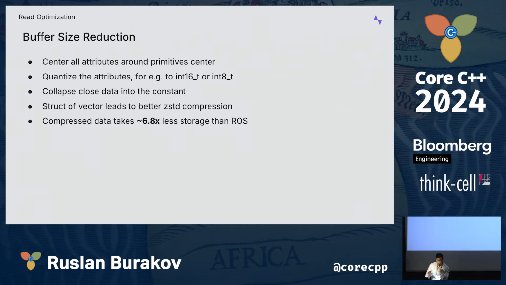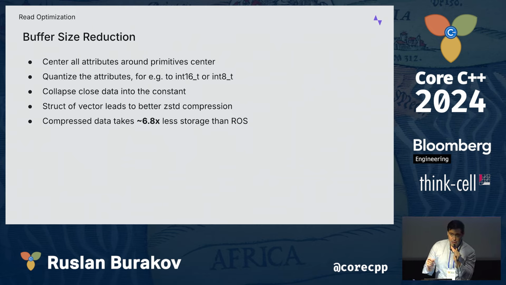First of all, we center all of our attributes around the primitive center, so they have more zeros in their bits, because most of the geometry is drawn within 150 meters around the car. After that, we quantize those attributes, for example, into int 16 bits or even int 8 bits. After that, much of the data becomes essentially the same. For example, quite often people draw something with the same color or the same size, so we can collapse it into a constant. And then the last discovery: struct of vectors leads to better ZSTD decompression, as similar things end up closer to each other. For example, all of your axes.